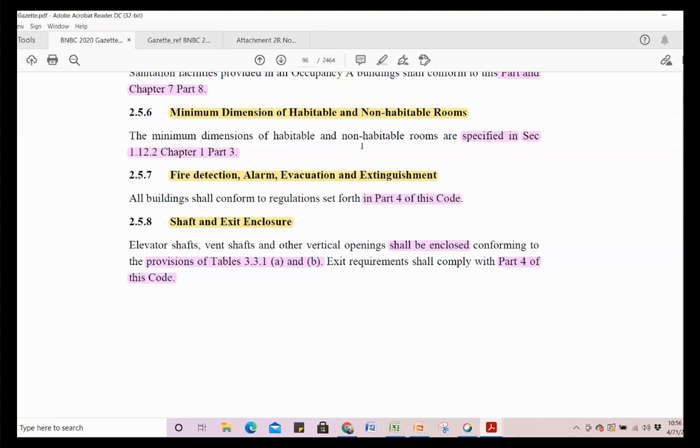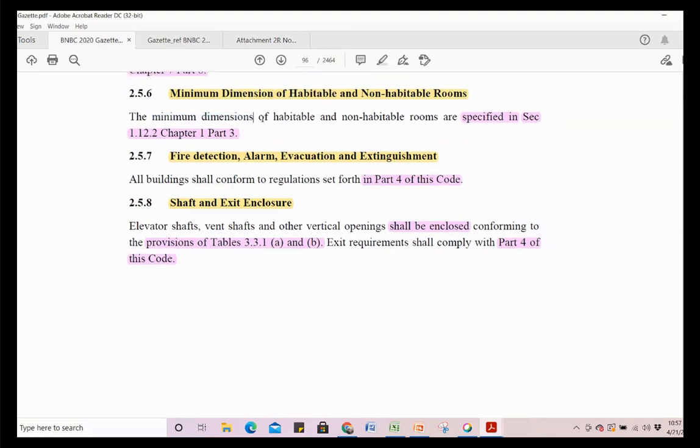This is also not elaborated in this particular subsection. It says that the minimum dimension of habitable and non-habitable rooms are specified in section 1.12.2 in chapter 1, part 3. So there are specifications for habitable and non-habitable rooms. It specifies the minimum dimension for each of the rooms. So it will be guided by that section.